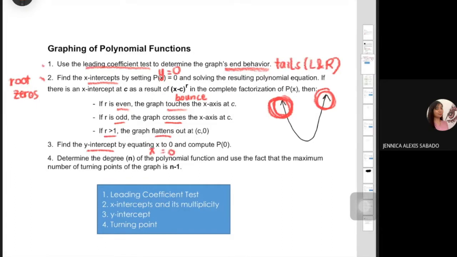And for number 4, we have to determine the maximum turning points of your graph. Dito, to just check kung tama ba yung ginagawa natin. So the formula there is n minus 1. Again, your n is the degree of your polynomial. Bawasan mo lang ng isa.